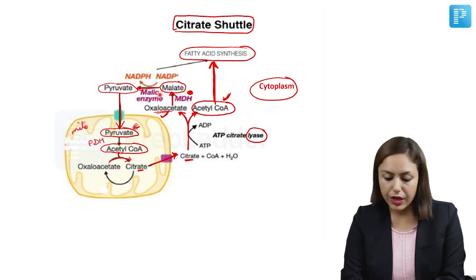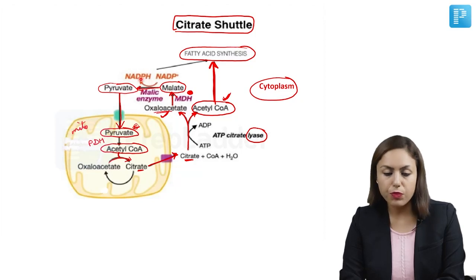Now, a very important enzyme is malic enzyme, which converts malate to pyruvate. It produces NADPH, and NADPH is also required for fatty acid synthesis. So I can say that the citrate shuttle is providing two things for fatty acid synthesis: one is acetyl-CoA, the other is NADPH, right?